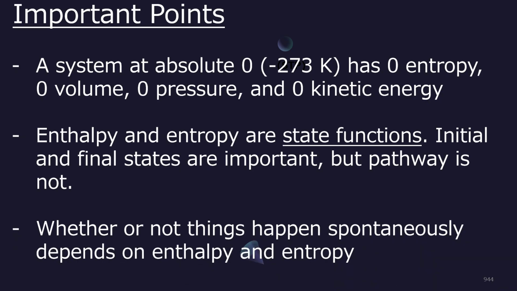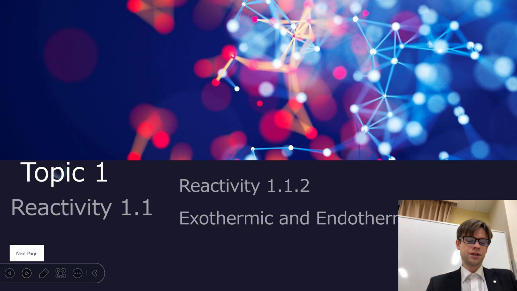Now, whether or not things happen spontaneously depends on enthalpy and entropy combined. Both of them affect whether things happen spontaneously. Things that would produce higher entropy are more likely to be spontaneous, and things that release enthalpy, exothermic things, are also more likely because you're going from an unstable chemical group to a more stable product. So quickly then, 1.1.2, exothermic and endothermic reactions.